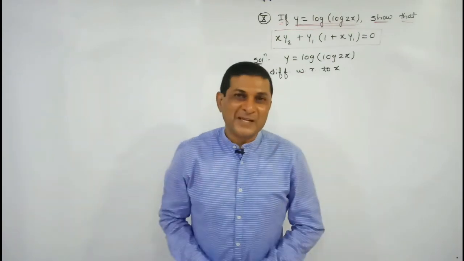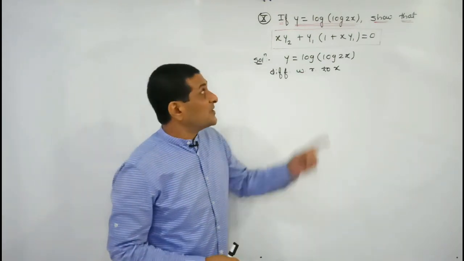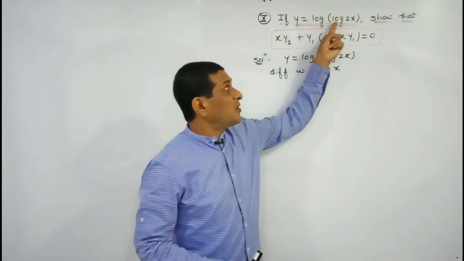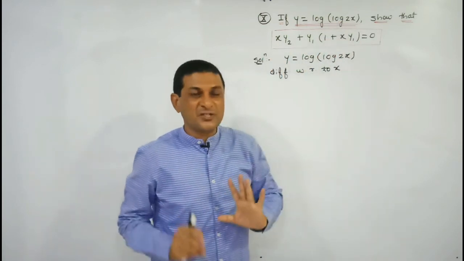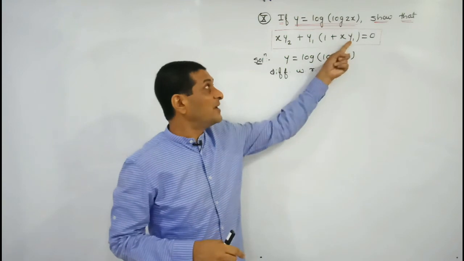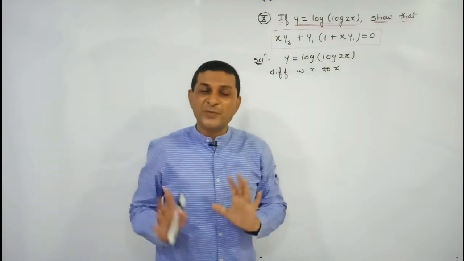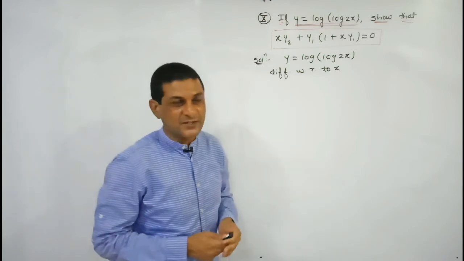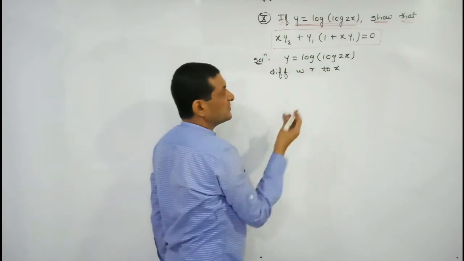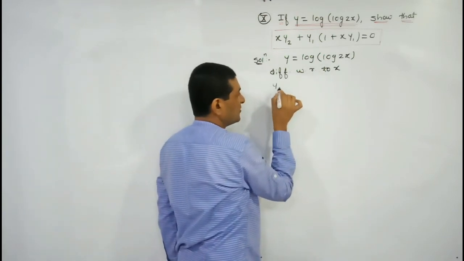Now see example number 10. In this case, what is the given function? y is equal to log of log 2x, and we have to show that the value of this expression is 0. In this case, y1 and y2 appear, means y1 is the first order derivative and y2 means what? Second order derivative. So we are differentiating this given function with respect to x to find the first order derivative.